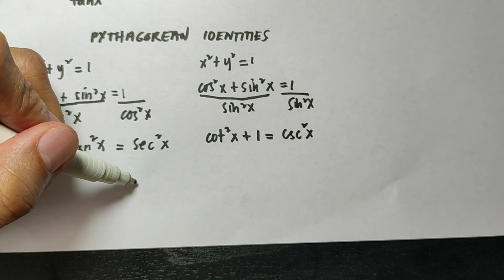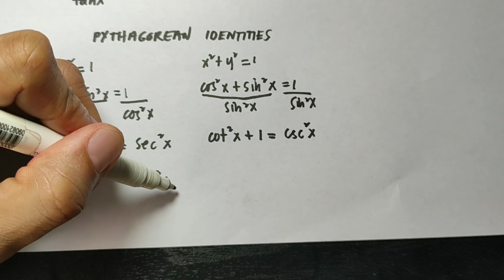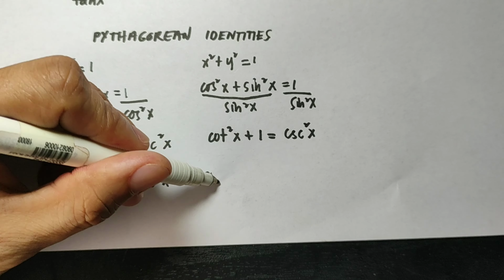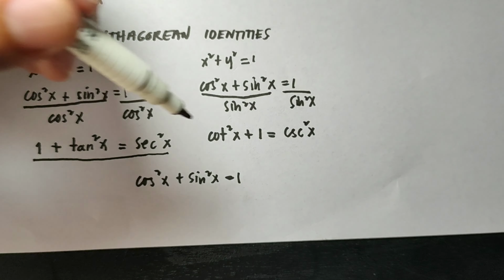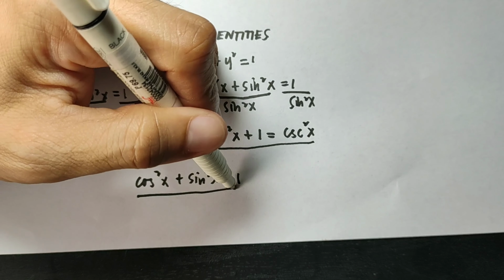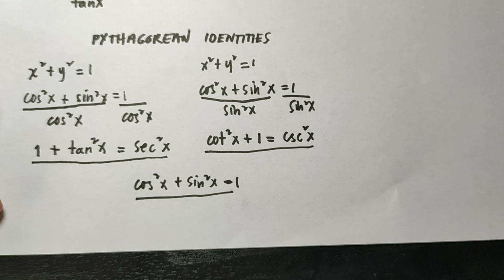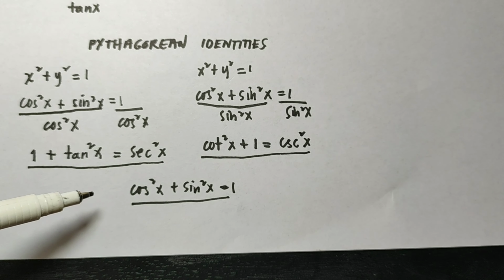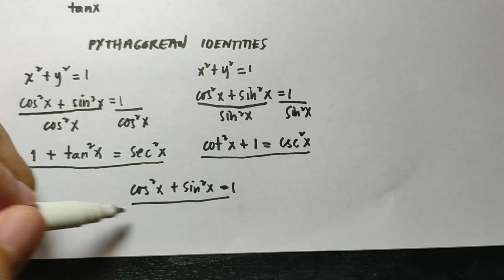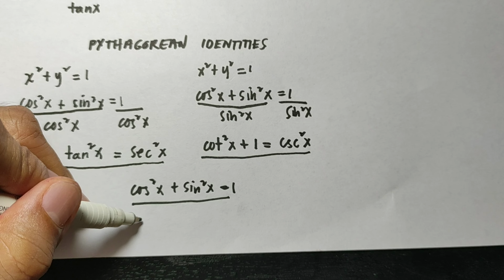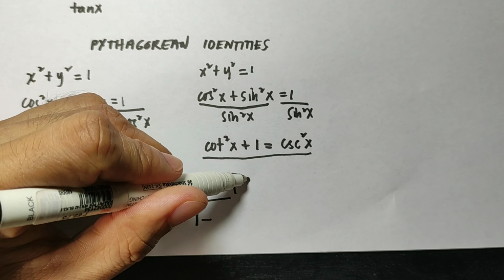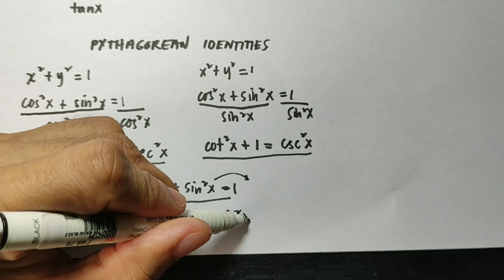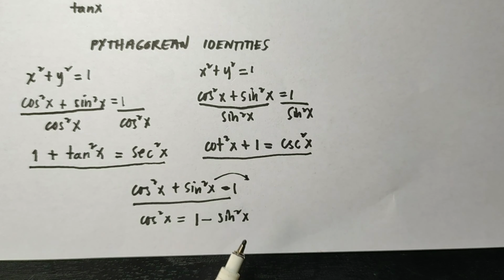And of course, the other one is cosine squared x plus sine squared x equals 1. So this is the first, the second, and the third Pythagorean identities. We can also derive other forms from here. It will become cosine squared x equals 1 minus sine squared x, and so on. You can do the same thing to the other Pythagorean identities.